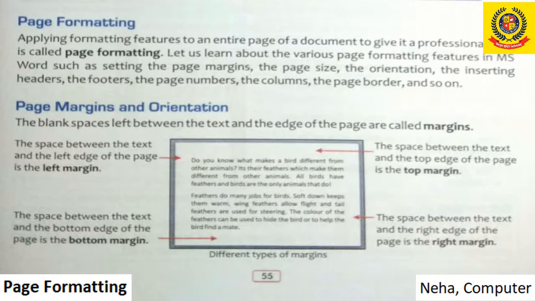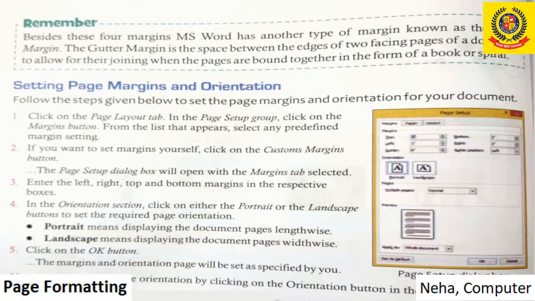So first one is page margins and orientation. As we can see in the picture, a document is written and all the white portion is the margin. The top margin, left margin, right margin, and bottom margin are the different types of margins. Now, how can we set page margins and orientation? We will be seeing it in Microsoft Word practically.